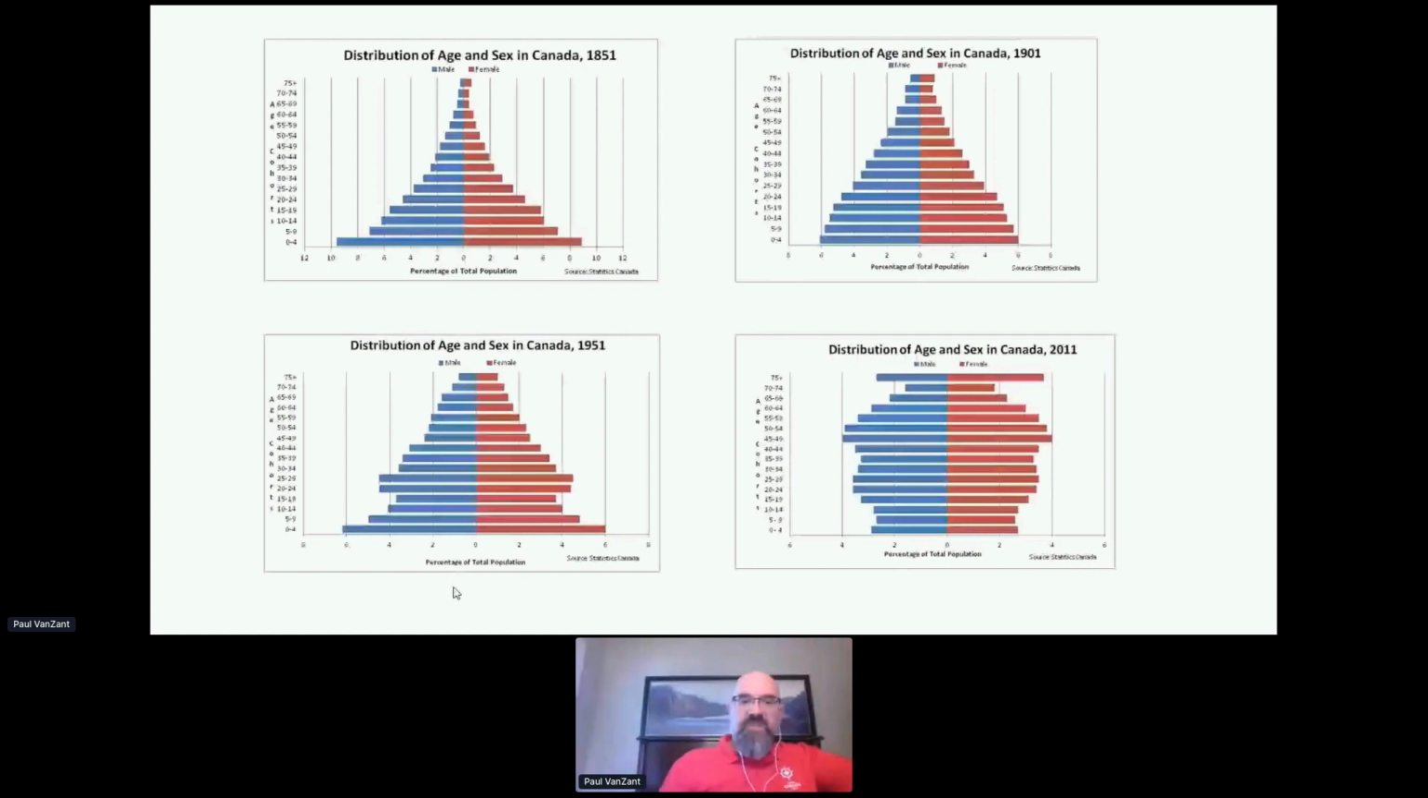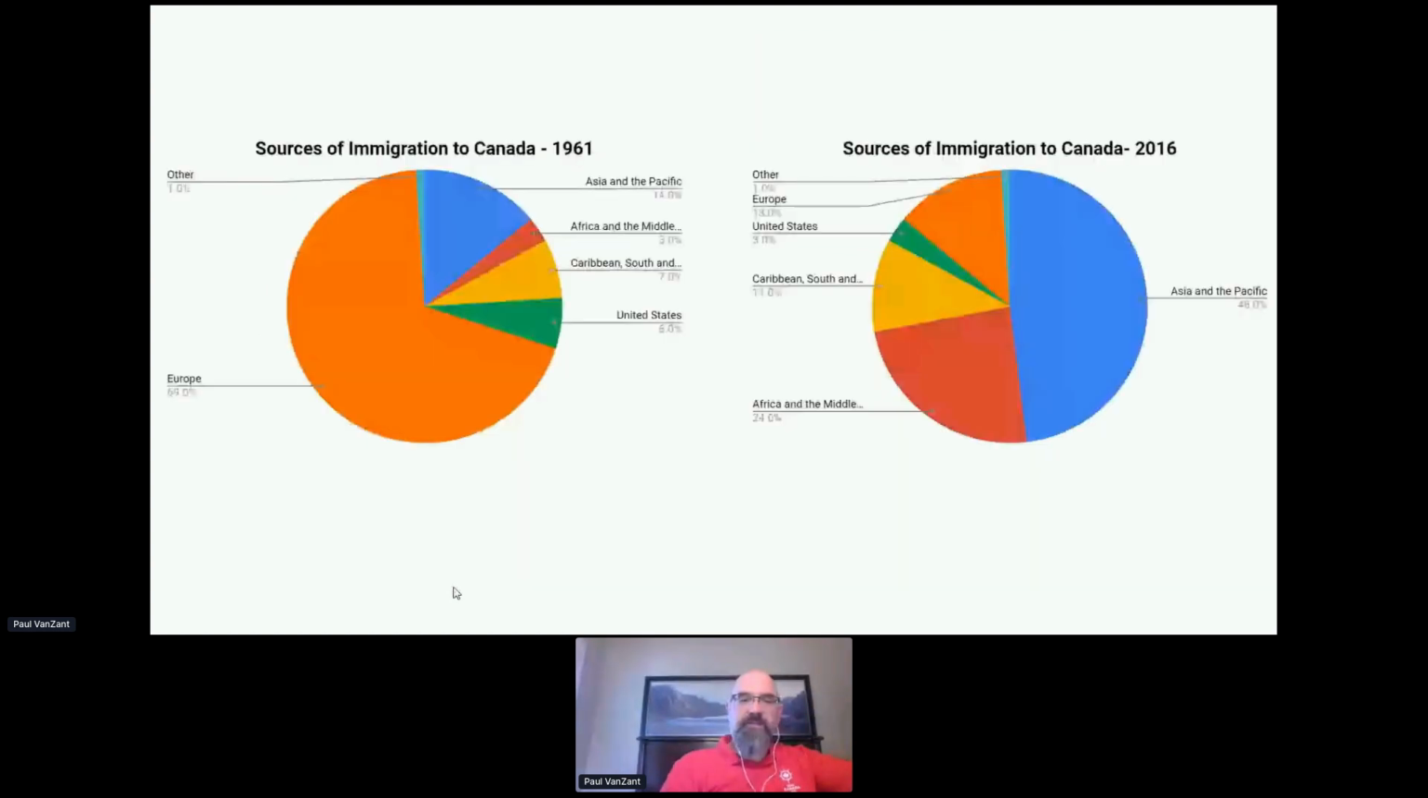Since we're playing with graphs, circle graphs as well, here we've got some data from 1961 and 2016. Here I actually have them do a comparison and then develop their own inquiry questions. What do we want to know when we examine these two graphs and we see the differences? What do we want to know about them?